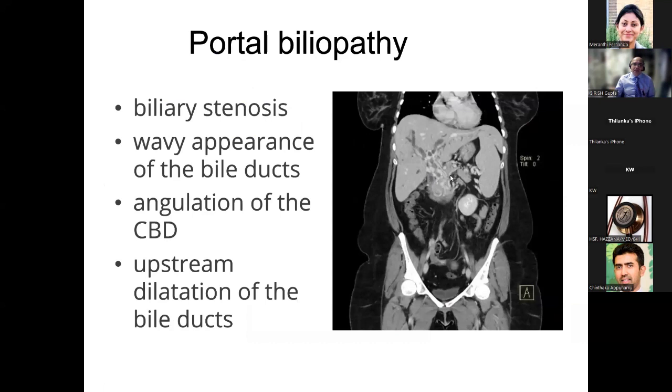What does happen is the leash of vessels, which I had said and demonstrated around them, sometimes cause obstruction of the bile ducts, and then they can cause what we call a portal biliopathy, where the bile ducts start getting dilated. There is some wavy appearance of the bile ducts that can be seen, and the best way to demonstrate that sometimes is by MRCP, but you can do that on CT as well, when it is obvious.